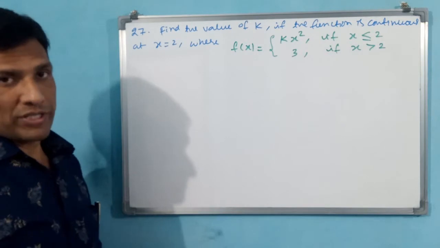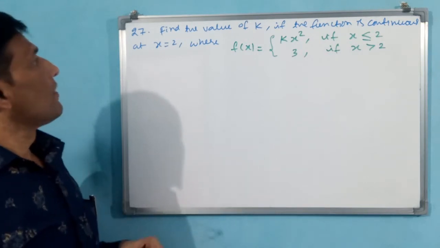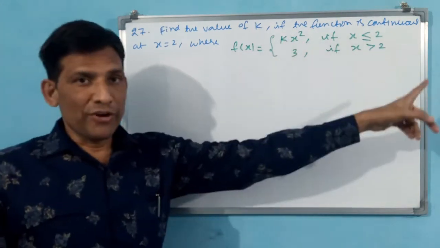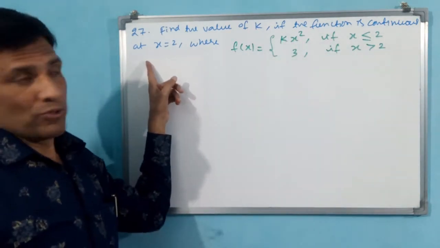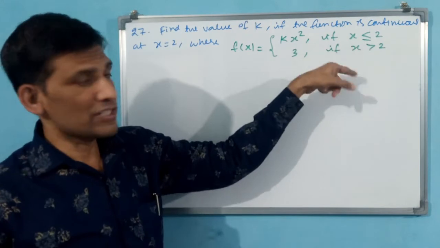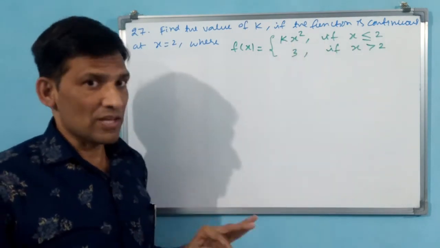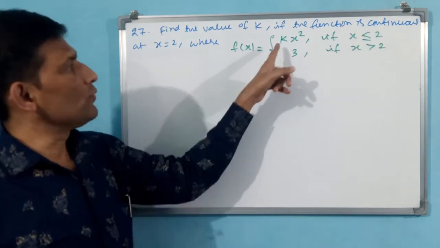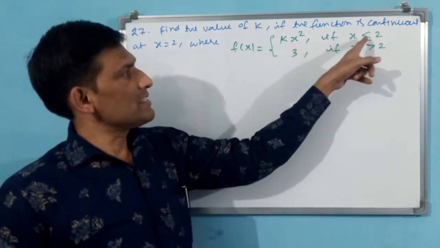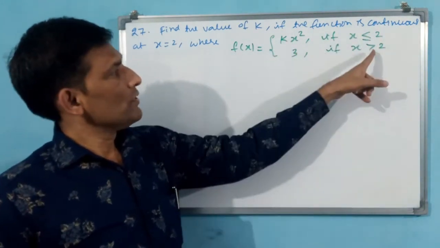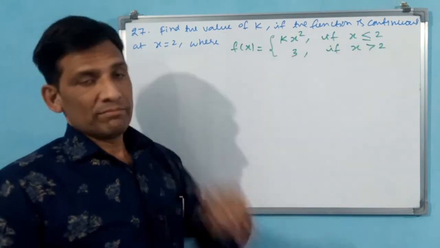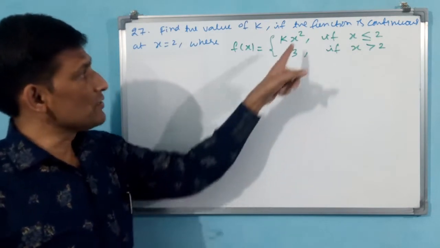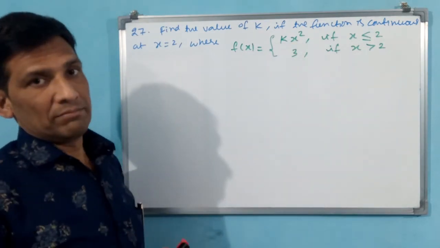Okay, see the question number 27. Find the value of k if the function is continuous at x is equal to 2. You see, at x is equal to 2 only the function is changing. That means these two functions are the same, equal, like we have to think. Where f of x is equal to kx square if x is less than or equal to 2, and 3 if x is greater than 2. That means the function is continuous, like you already told. That means these two equations you have to make equal.